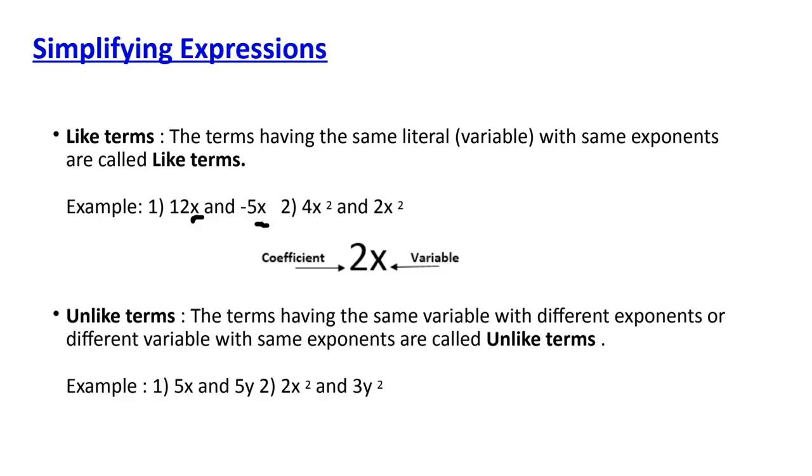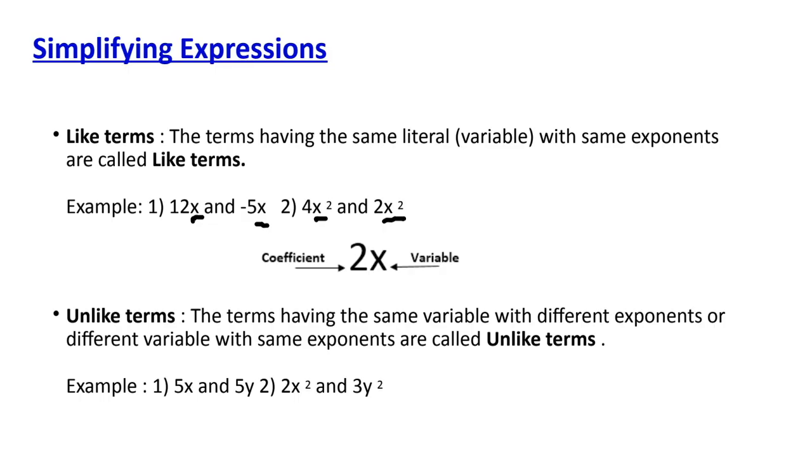In example 2, we have 4x squared and 2x squared. The exponents didn't come out super clear, but those 2's are exponents. So my x to the power of 2 and my x to the power of 2 are like terms because the letter and the exponent are exactly the same. Unlike terms are just the opposite. They might have the same variable but different exponents, or they just have different variables altogether. So those are unlike terms.